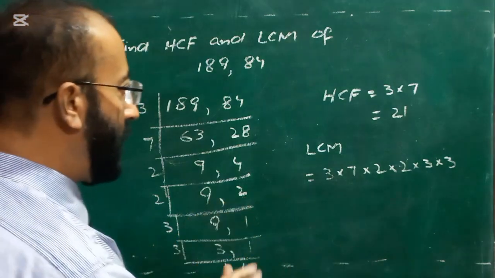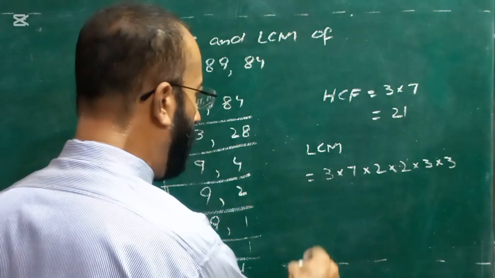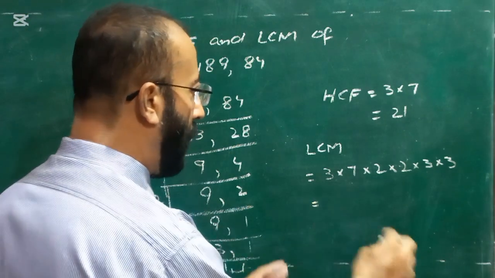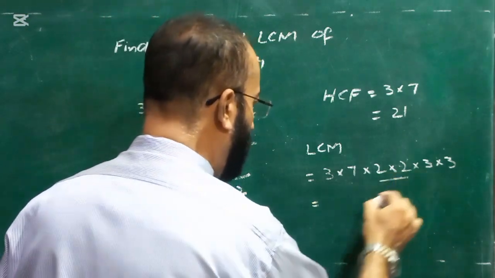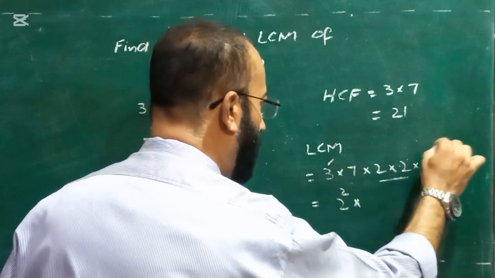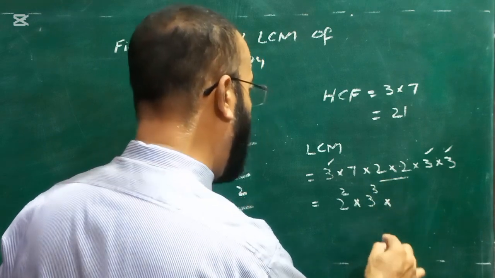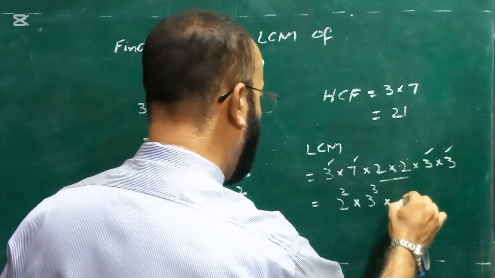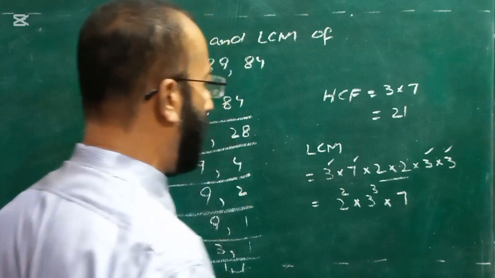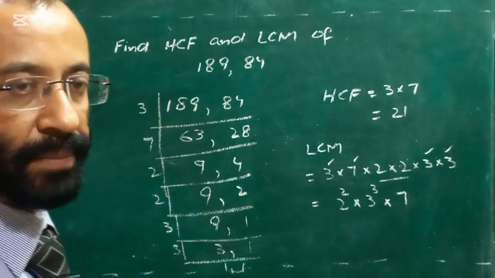So this is LCM. Now we will write these numbers in simplified form, but in order. Look now, 2 is coming 2 times, so 2 raised to power 2. 3 is coming 3 times, so 3 raised to power 3. And 7 is coming 1 time, so 7 is here. So this is the LCM of these two numbers.